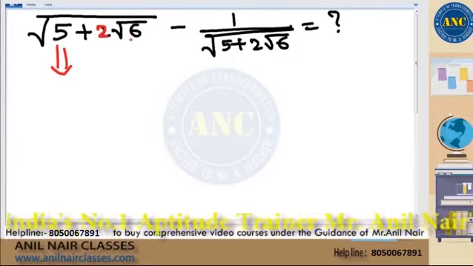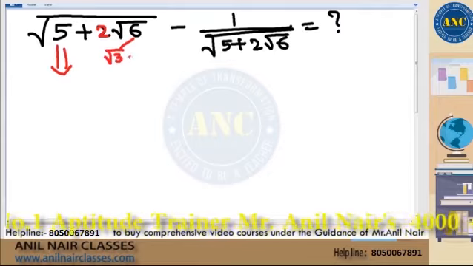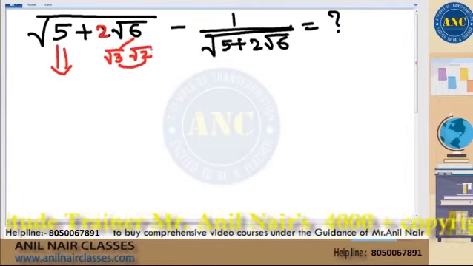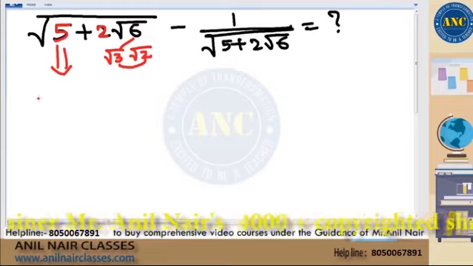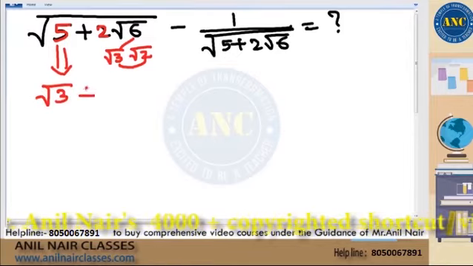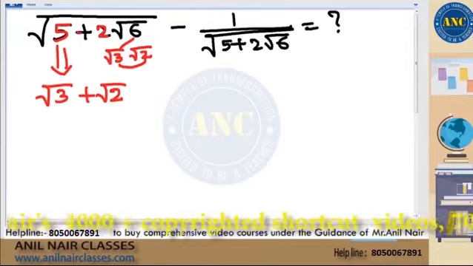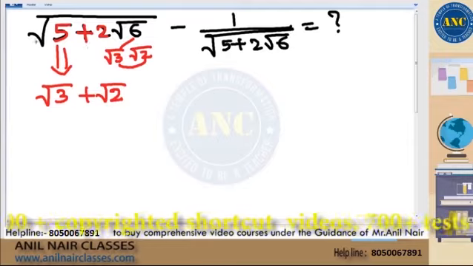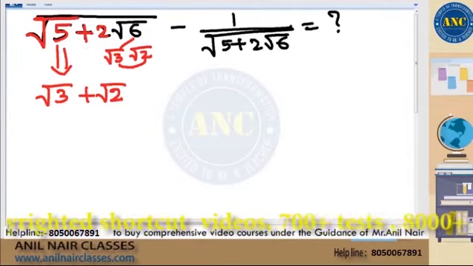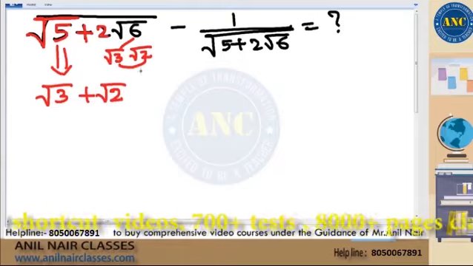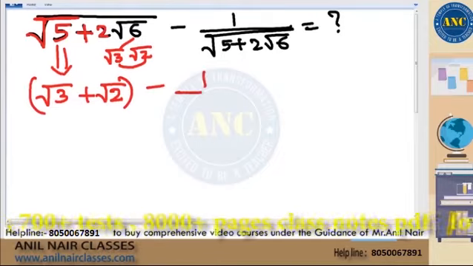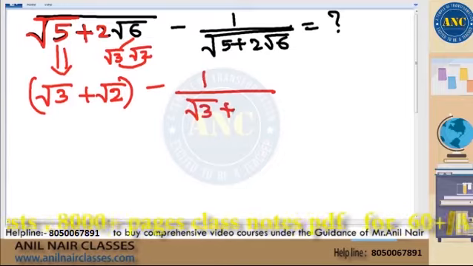Already 2 is present. Root 6 is root 3 into root 2, because 3 plus 2 is anyway 5. That means I can directly write it as root 3 plus root 2. Why plus? Because plus is there here also. The whole square under the square root will get cancelled. That means this term is root 3 plus root 2. Again, the second term is minus 1 by this, which also is root 3 plus root 2.